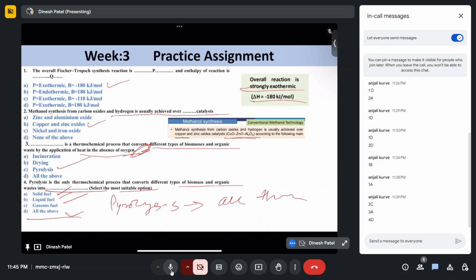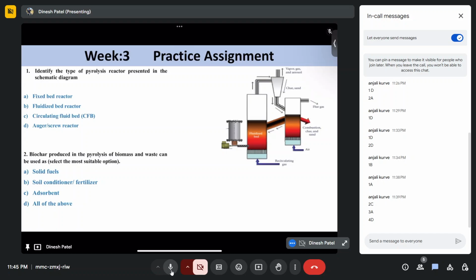So let's see the last set of questions for today. Here you have to identify what this is. As you can see, here are the fluids which are circulating. So the correct answer is circulating fluid bed.